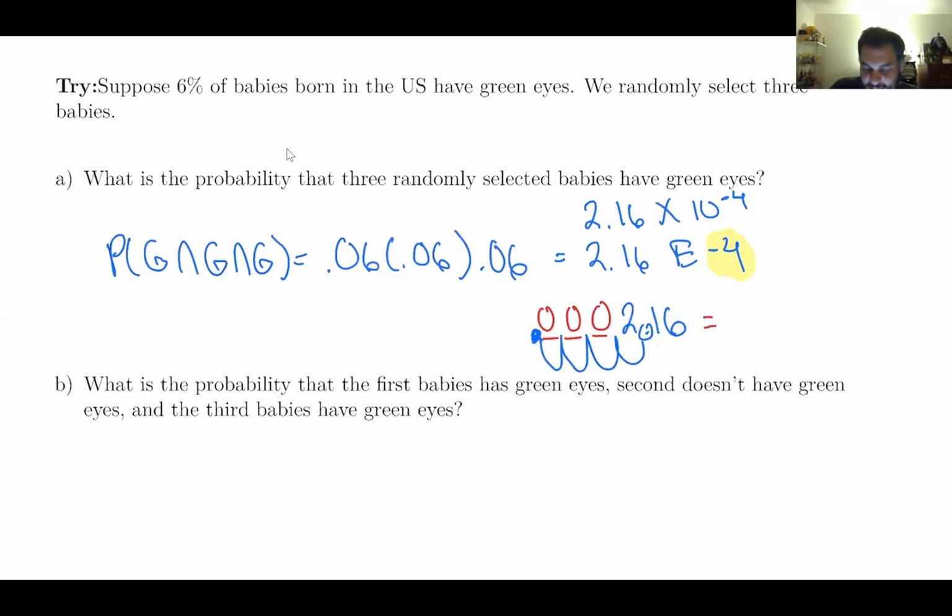So our final answer should be 0.000216. Or if we just want 4 decimal places, it'll be 0.0002.